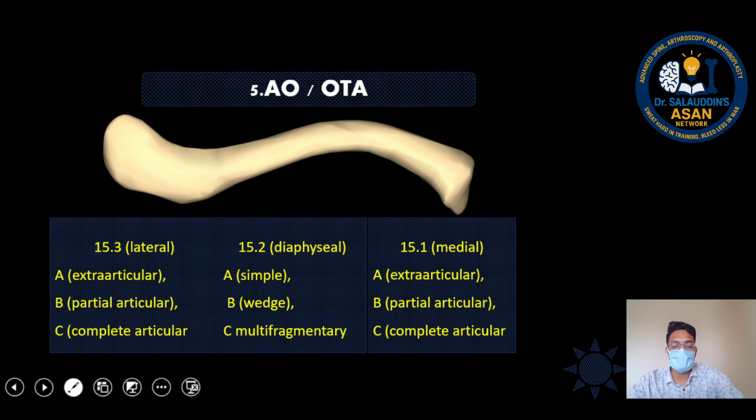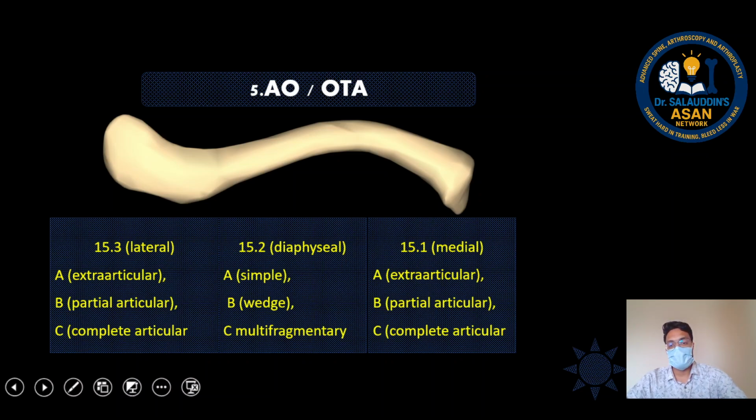This is an alphanumerical classification where the numerical number is given for the bone. The clavicle bone has a numerical number and each part is given an alphabetical order. See the numbering 1 5 here, 1 5 is for clavicle, and 15.1, the 151 part is medial end, 152 is the shaft, 153 is the lateral end.